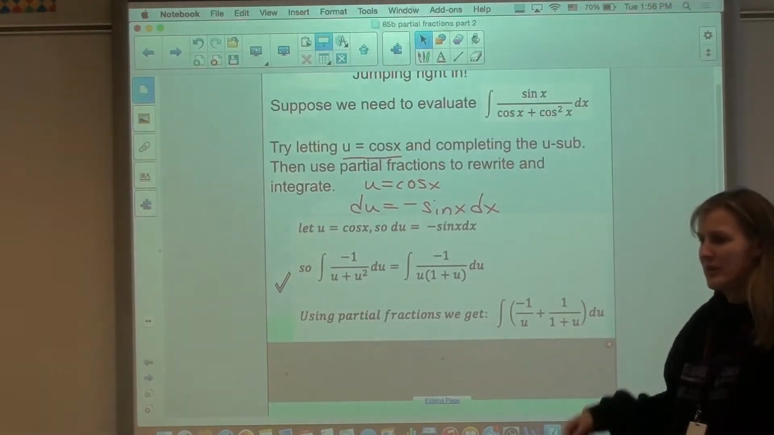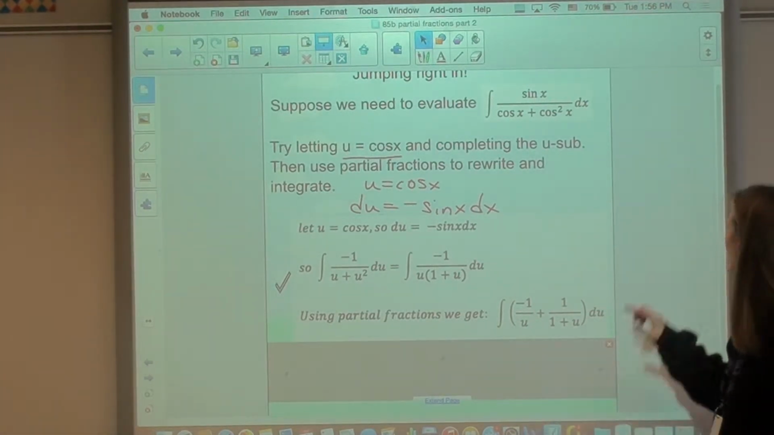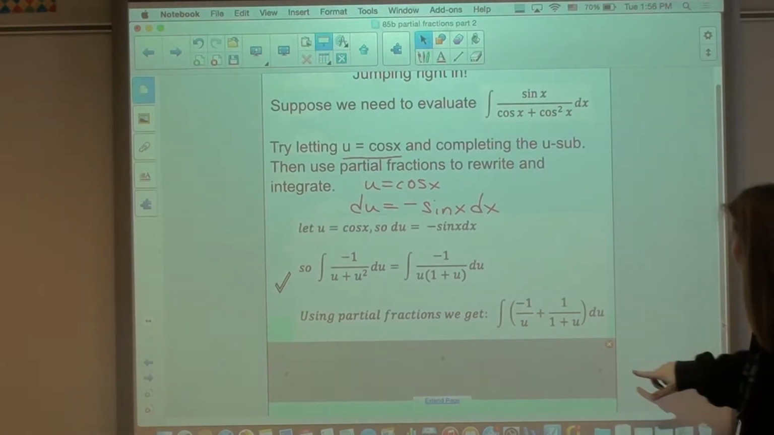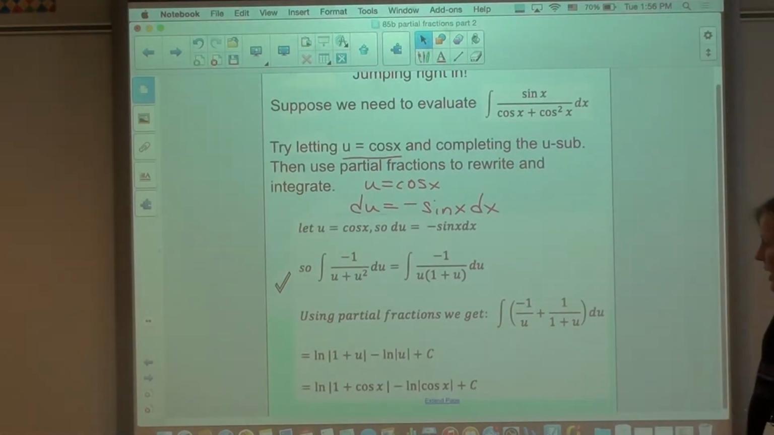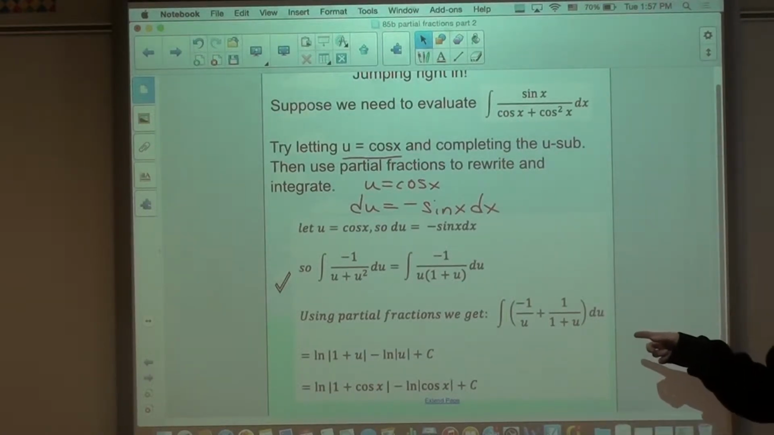Did you guys get your A and B? Are you guys already done? Okay, good. That's what I got. You could combine the logs if you want. Are there questions? No questions? You feel okay with that?